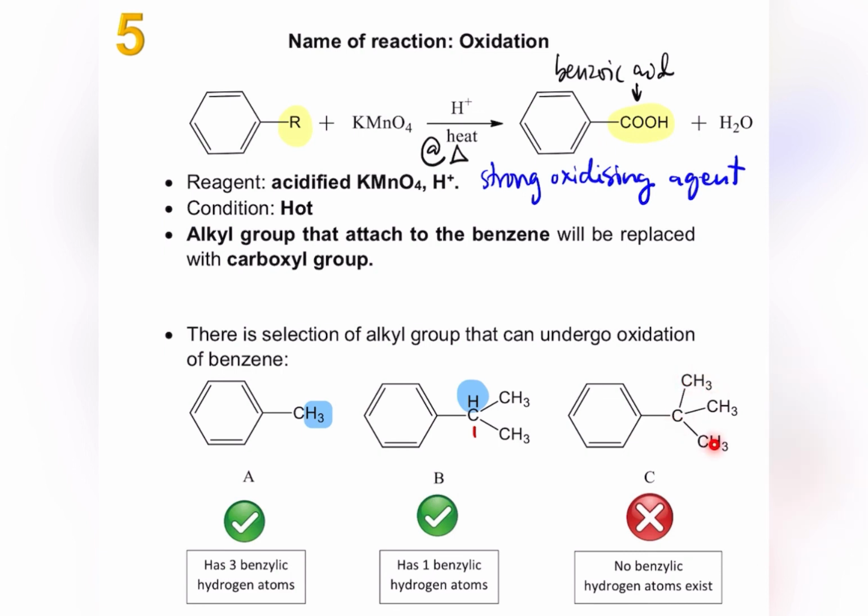Now let's go to the next structure, C, where benzene is attached to a carbon with 3 methyl groups attached to it. In this case, this carbon that I'm going to focus on has no benzylic hydrogen atoms. So the oxidation cannot proceed in this case. I hope all of you can understand the special case for oxidation for different types of alkyl groups attached to the benzene. Not all of them can undergo oxidation. In order to do the oxidation, you have to make sure that for your benzene with the alkyl group, the carbon directly attached to the benzene ring must have benzylic hydrogen atoms.